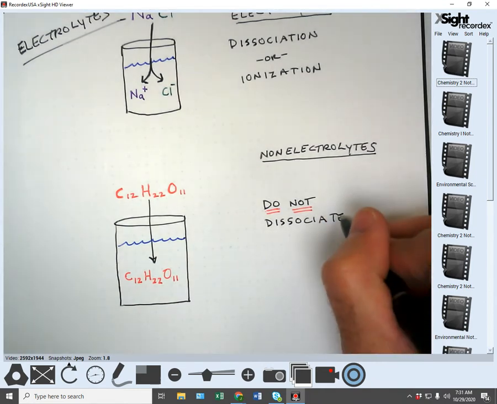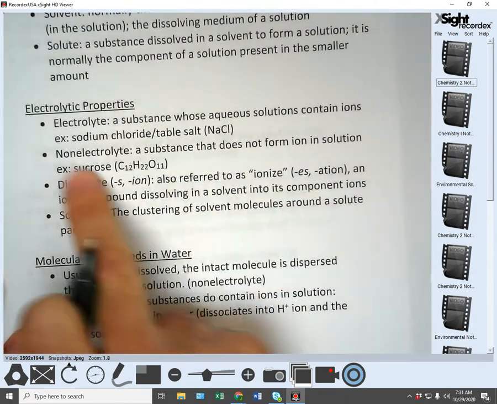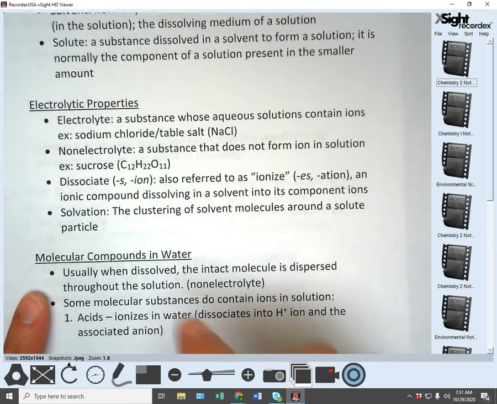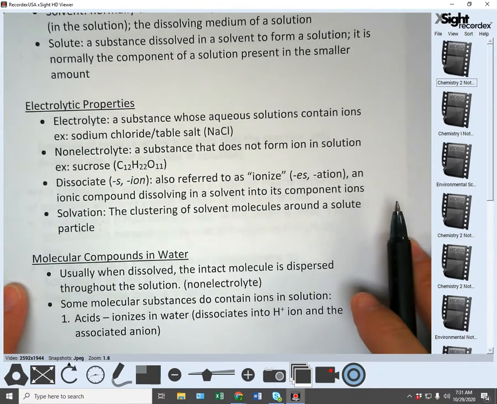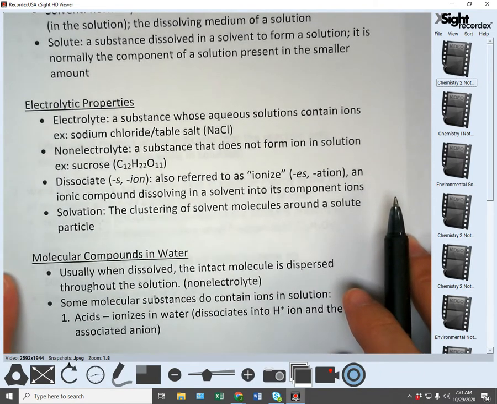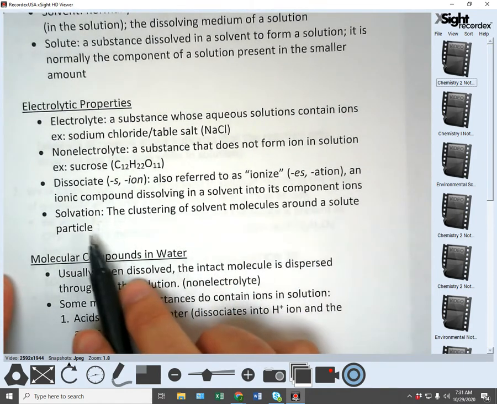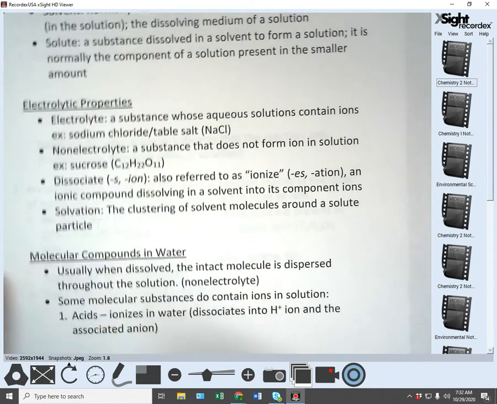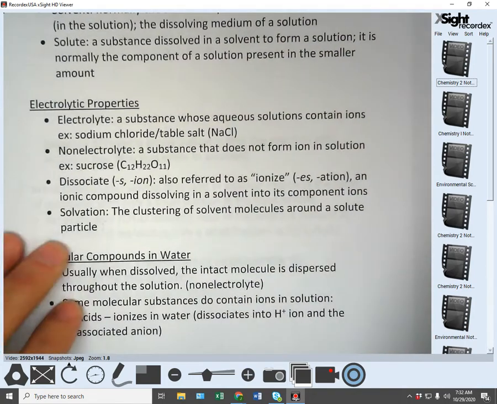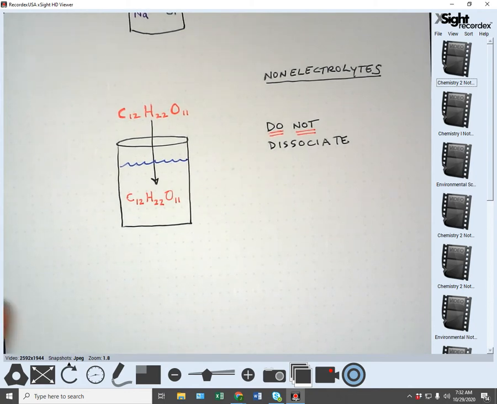Okay, so solvation, not salvation. Solvation. Not like being saved. It's the clustering of solvent molecules around a solute particle. So solvation is essentially what causes dissolving.